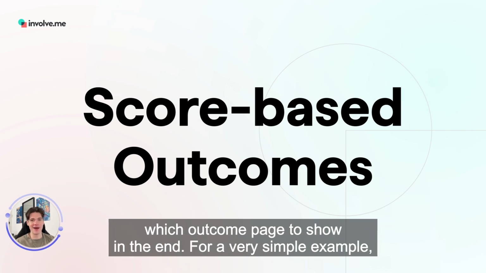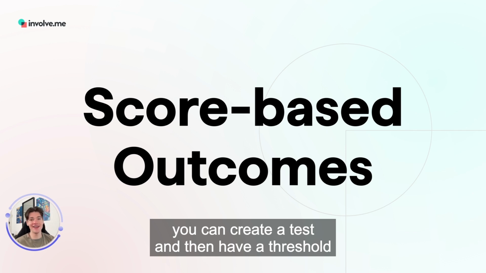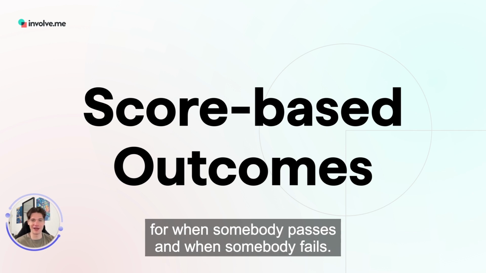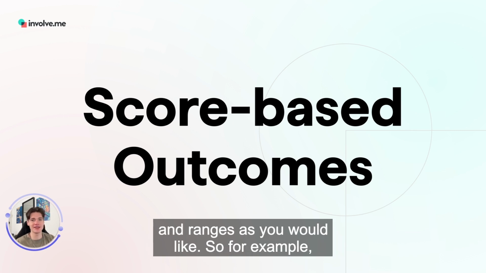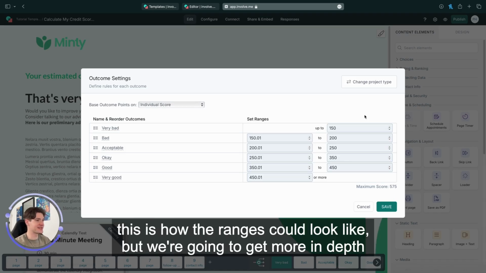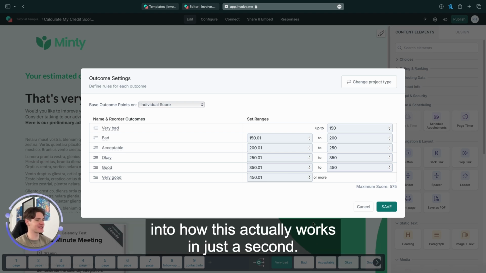For a very simple example, you can create a test and then have a threshold for when somebody passes and when somebody fails. Of course, you can have as many different outcomes and ranges as you would like. So, for example, this is how the ranges could look, but we're going to get more in depth into how this actually works in just a second.